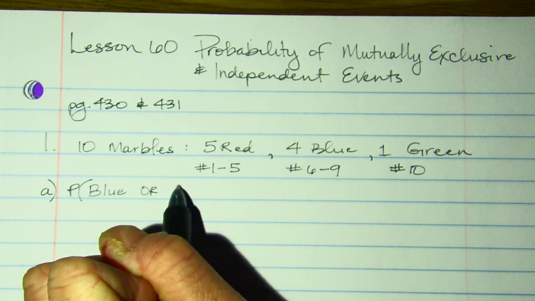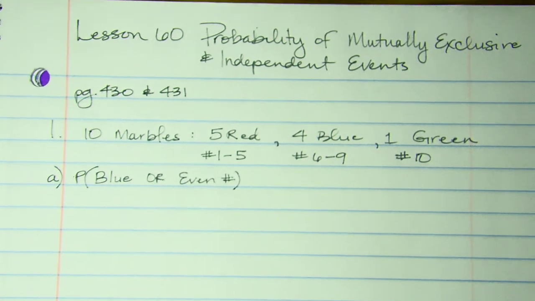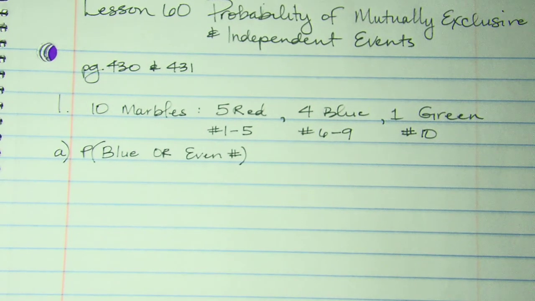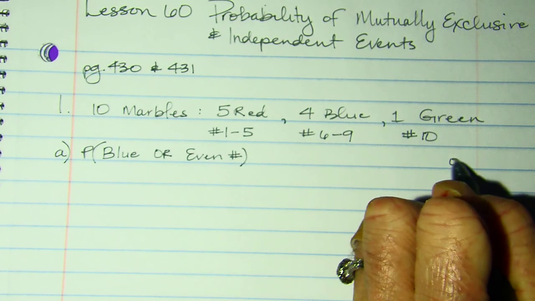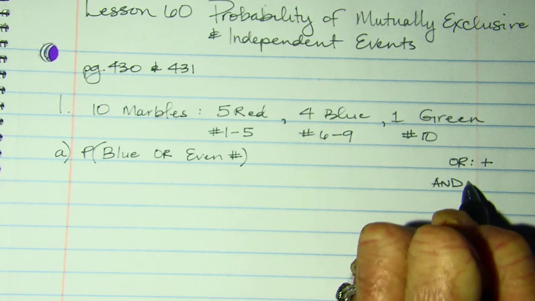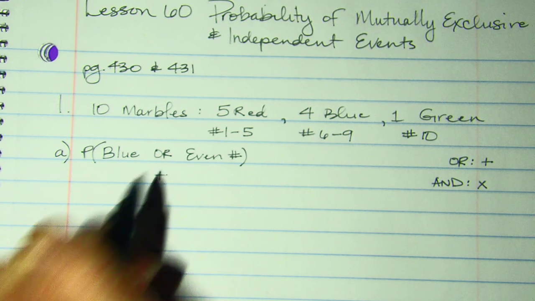So what is the probability if I reach into this bag of marbles that I select a blue or an even number? So that word or changes how we calculate probability. I know that when I see the word or, I'm going to add, and if I see the word and, I'm going to multiply. So in this case, I see or, so I know I'm adding.